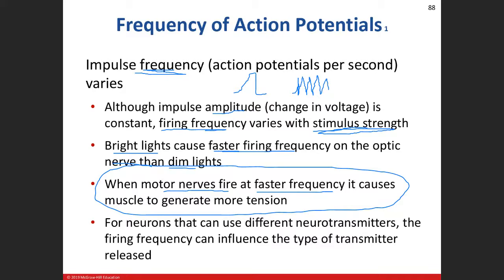And then we can also deal with some of the neurotransmitters. The frequency rate, the number of action potentials we fire and how frequently we fire them, can influence the type. Because remember, we talked about this: a neuron can produce a couple different types of neurotransmitter, and how we determine one type of neurotransmitter to be released over the other is the frequency of the action potentials. That's one of the ways that we're able to vary the type of neurotransmitter that we're going to release.